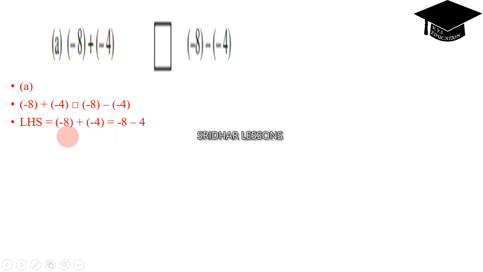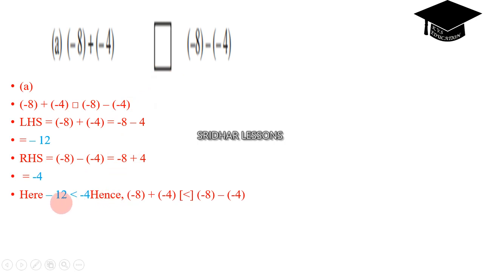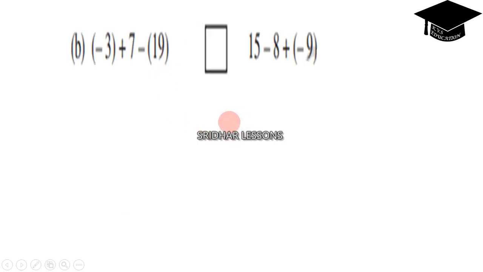So LHS is equal to minus 8 plus of minus 4, that is minus 8 minus 4, which is equal to minus 12. And the right side, minus 8 minus of minus 4, which is equal to minus 8 plus 4, that means minus 4. So here we have to put the symbol: minus 12 is less than minus 4. So we have to put the symbol less than here.